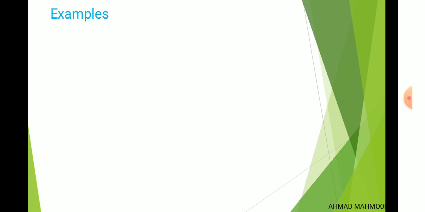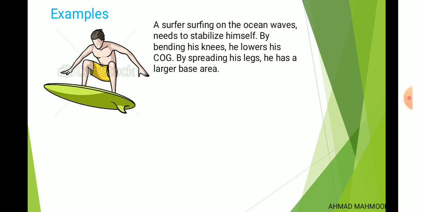So we have some examples in which we will make the base area larger and lower the center of gravity to make the objects stable. For example, a surfer surfing on an ocean wave needs to stabilize himself by bending his knees and lowering his center of gravity. By bending his knees, he lowers his center of gravity, and by spreading his legs, he has a large base area. So these are the two methods to increase the stability of any object. So this surfer is wise enough to adopt these two methods, right?